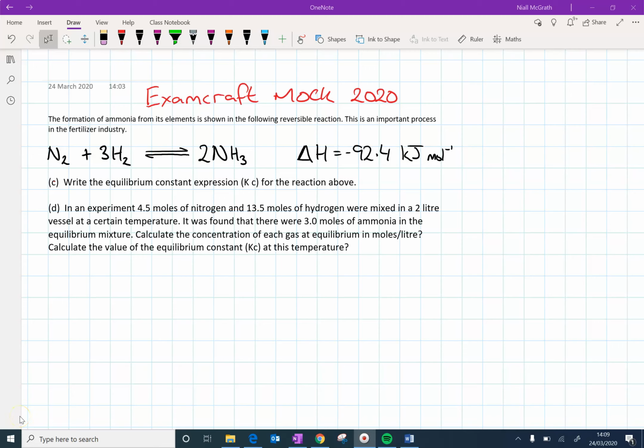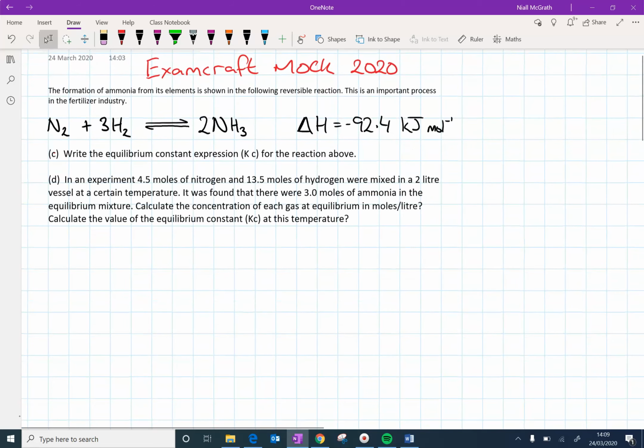In this video, we're going to take a look at some examples of calculations for equilibrium, your equilibrium constant, and working to try and find the concentrations of your reactants or your products. This first example is from the Examcraft mock in 2020, and we're just going to focus on part C and D of this question.